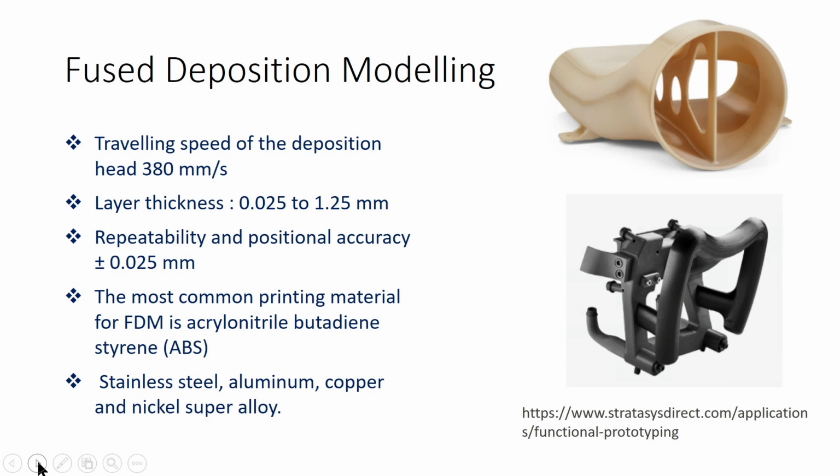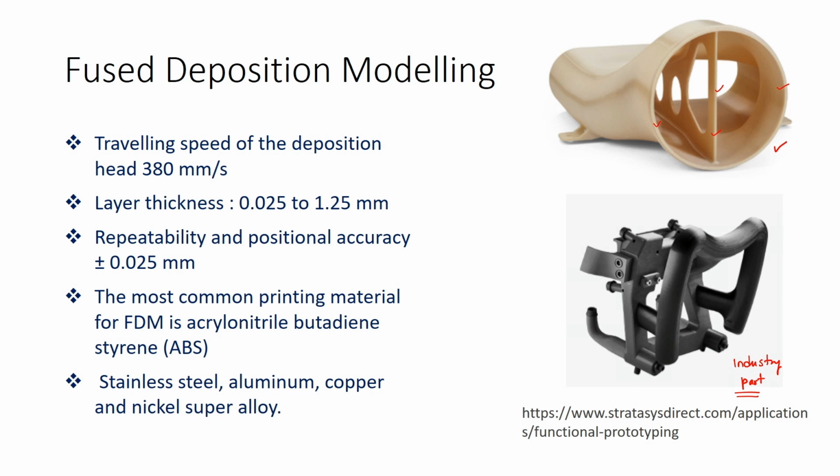On your screen some of the models which are generated by using the fused deposition modeling process can be seen. Here you can notice that very complex shapes can easily be manufactured using FDM. Here you can notice that thin parts also can easily be manufactured. In addition to that, this is an industry part. This is basically a jigs and fixture part which is manufactured by using the FDM process.